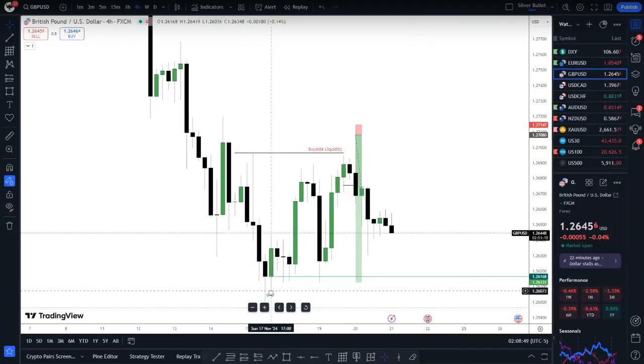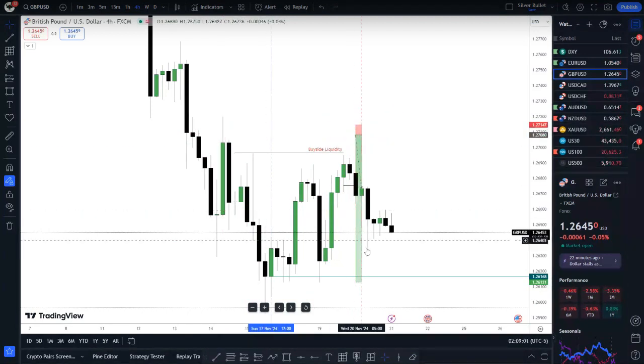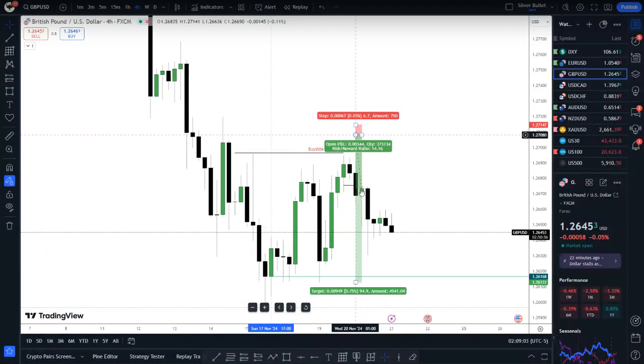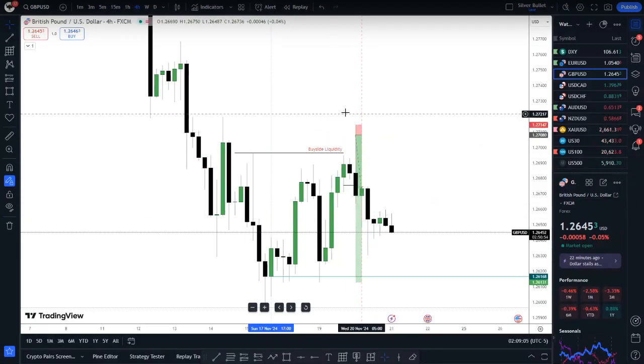Let's break it down now. So this low, high, right here, checked buy side liquidity into the consequent encroachment of this week here. It checked into it here, and we met to the downside. This here, actually yesterday, indicating we are bearish from here on.